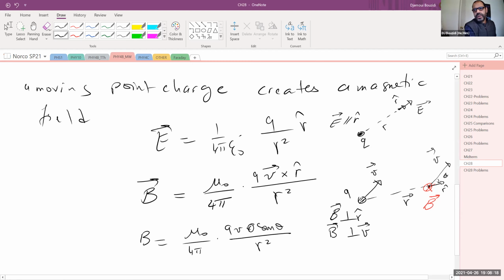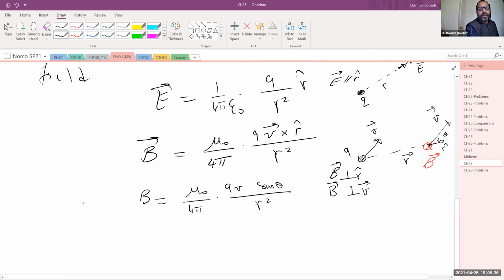There is no R in here, I'm sorry. It's already the unit vector, so its magnitude is already 1. Okay. So it's Q v sine theta divided by R squared. So that is the strength of the magnetic field.